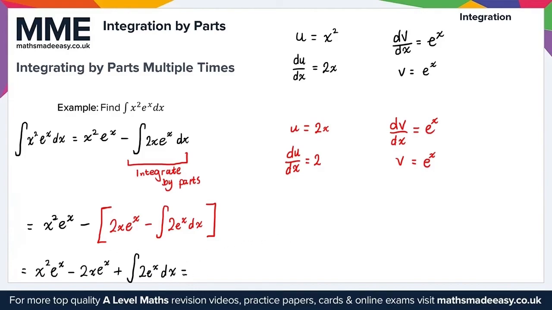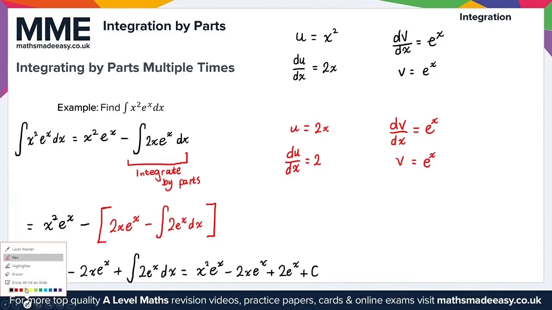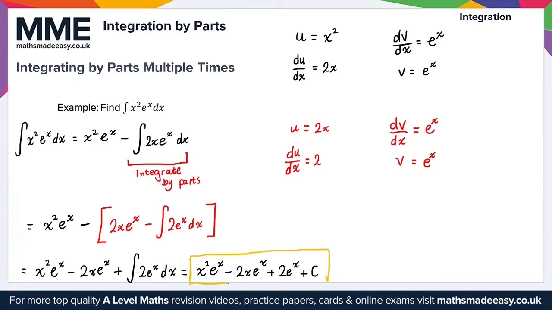So therefore, our result here is simply going to be x squared e to the x minus 2x e to the x, and then plus 2e to the x. And finally, we can't forget our constant of integration, because again, we have no limits on the original integral. Okay, so if we highlight this part here, that is our final solution. Okay, and that gives us the solution to our example on integrating by parts multiple times. And that concludes this Maths Made Easy video on integration by parts.